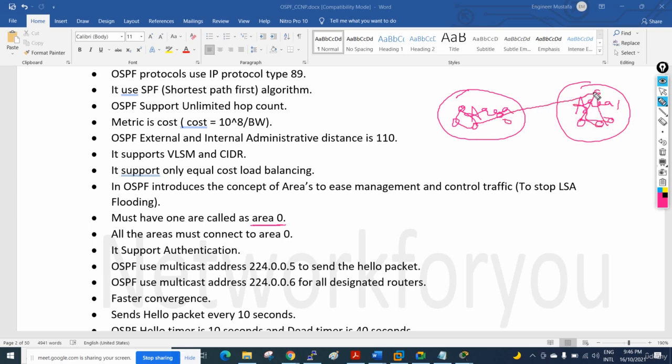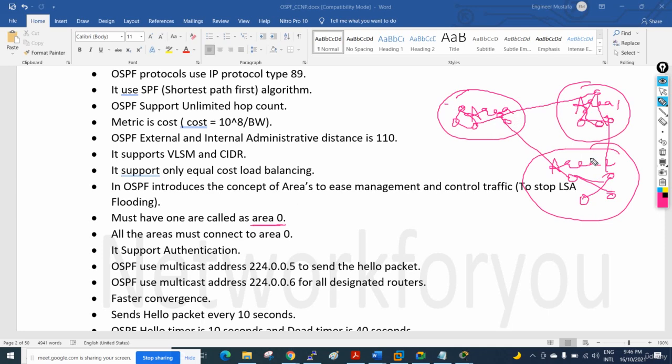And if we want to make communication, we need to connect to area 0. Example, if I have another area here, area 2, and I connect 1 to 2 directly, it will not work. We need to connect to 0 only. So that's why we are calling area 0 a backbone area, and here we need to connect all the areas to area 0. If you don't have area 0, area 1 will not communicate to area 2.